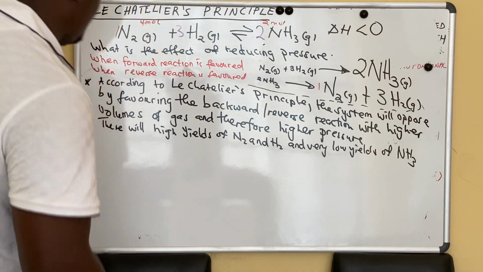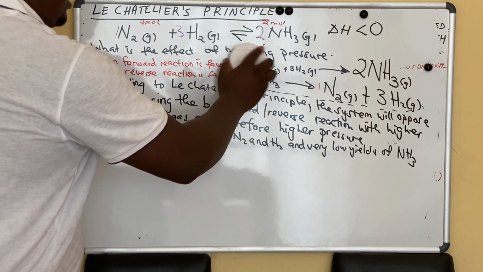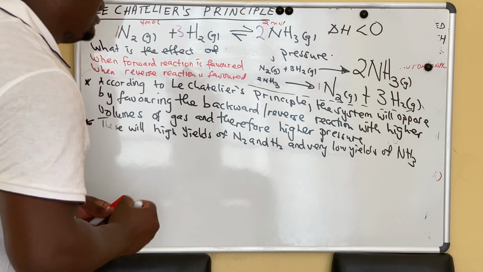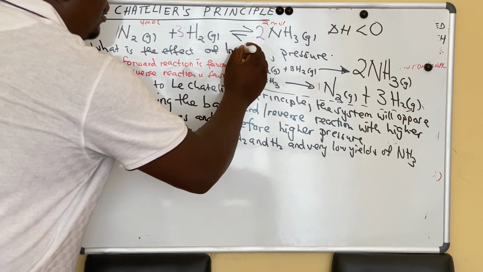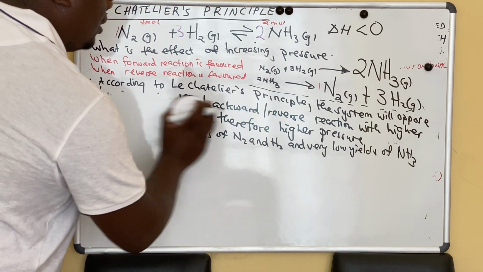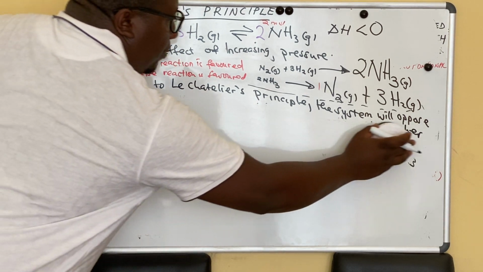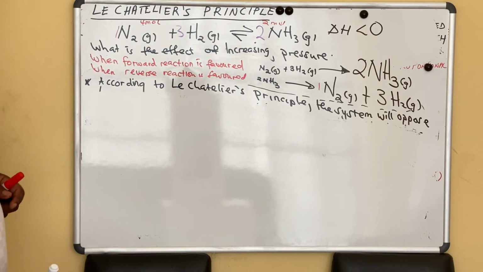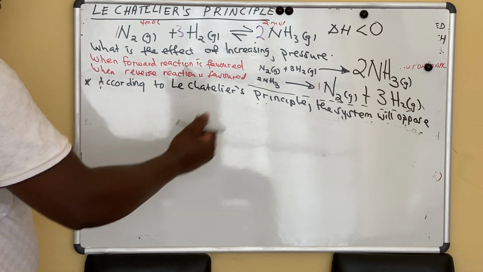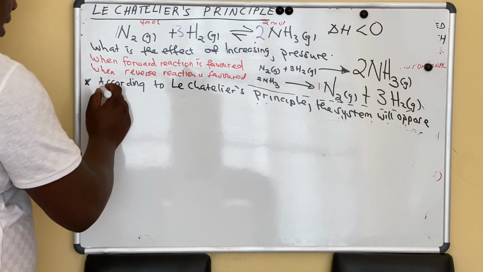Right, very good. Then now, let us say they ask you a question and they now say, what is the effect of increasing pressure? What is the effect of increasing pressure? Right. So, again, according to Chatellier's principle, the system will oppose. The system will always oppose. So, when you increase the pressure, what does the system want to do? The system wants to reduce that pressure. So it is going to reduce it by how? The system will oppose by favoring.